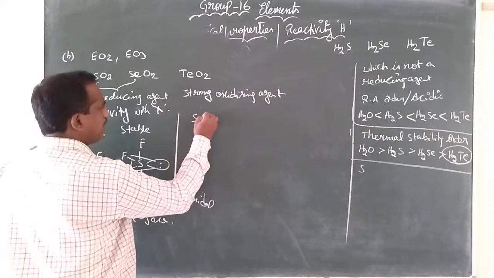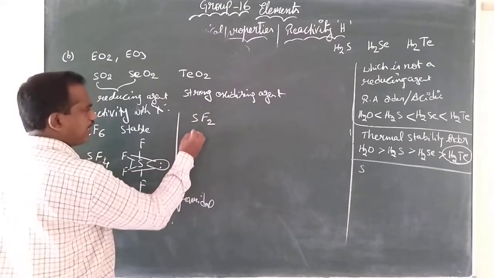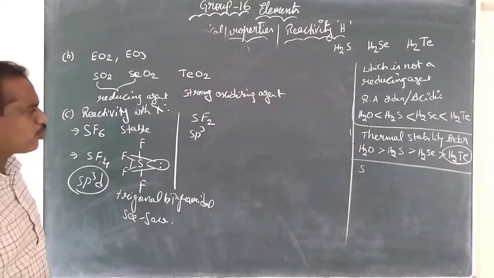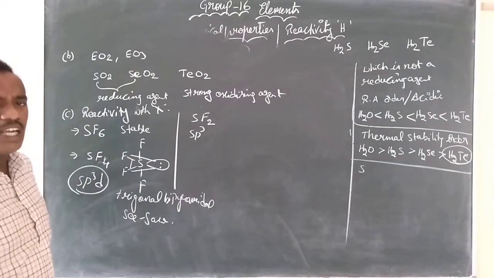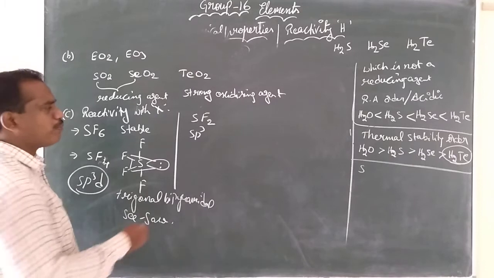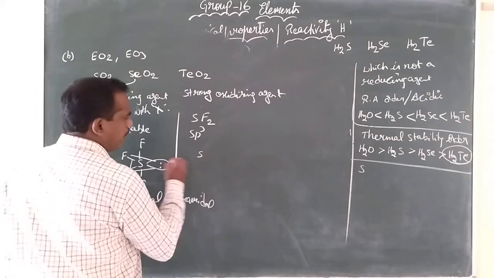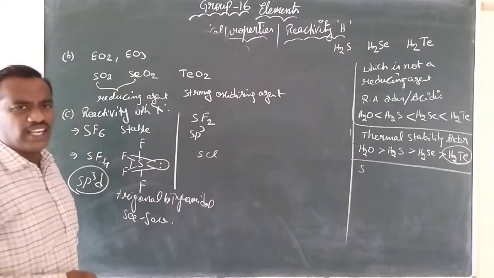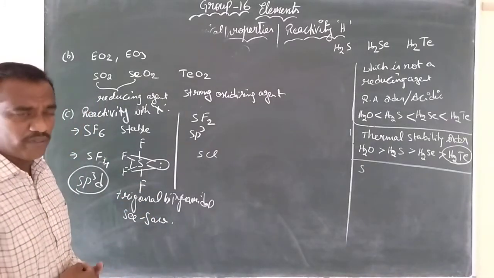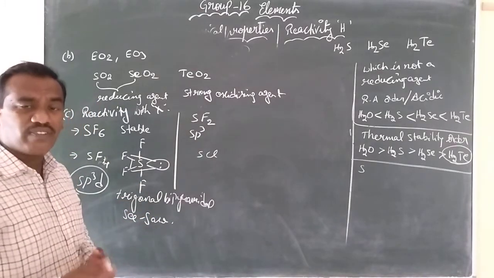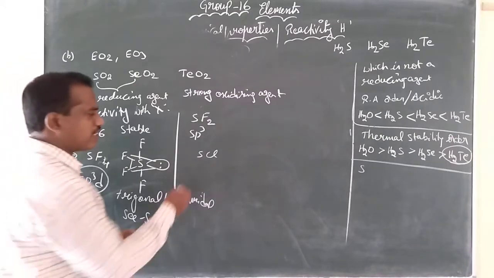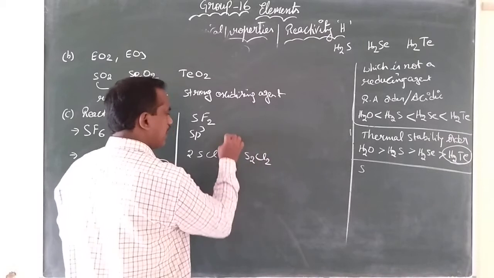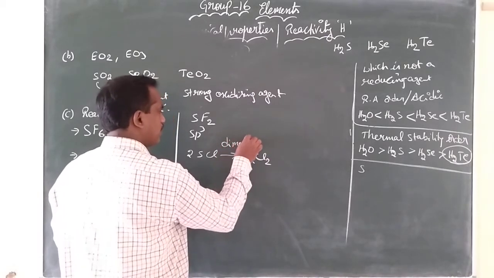Coming to dihalides, in these dihalides the central atom will show sp3 hybridization. Whereas sulfur can form monohalides with chlorine or bromine, but those monohalides will readily combine to form dimers. Two of them will form the dimers, so they readily undergo dimerization.